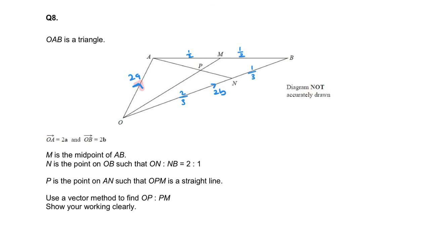For example, A to B. What is A to B? Minus 2A plus 2B, right? So this is minus 2A plus 2B. That is A to B. Okay, we know that M is the midpoint, so we know that A to M is half of this. Okay, so this is fine. So let's get that written on there.